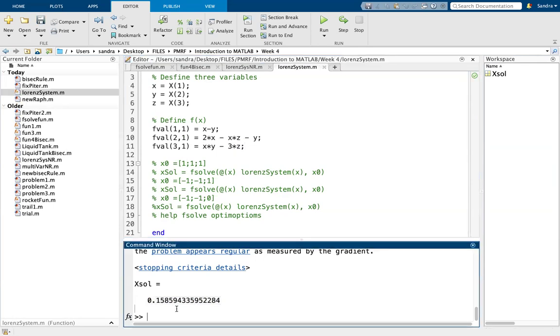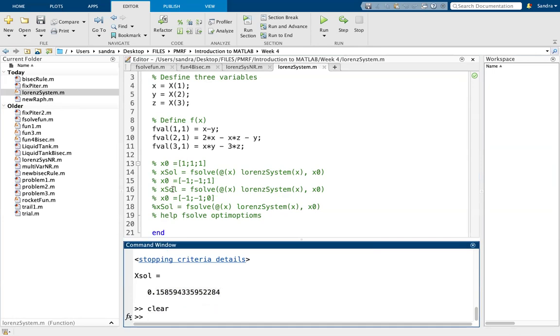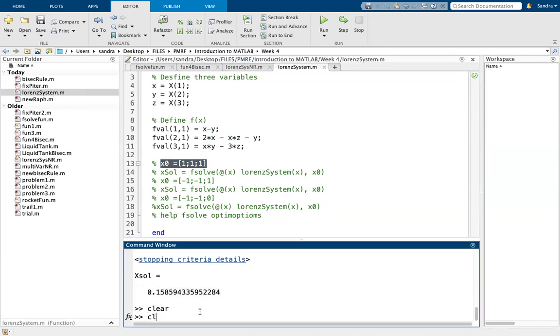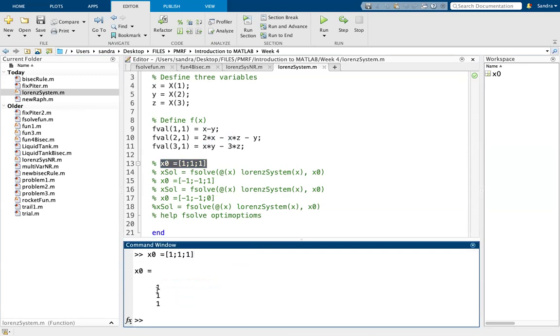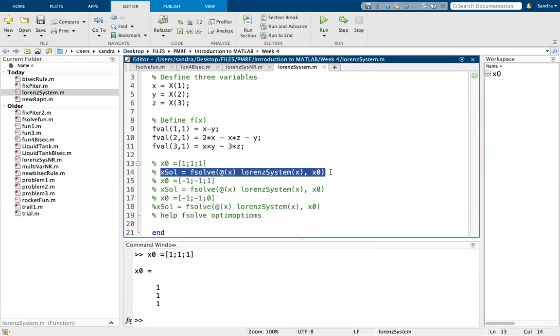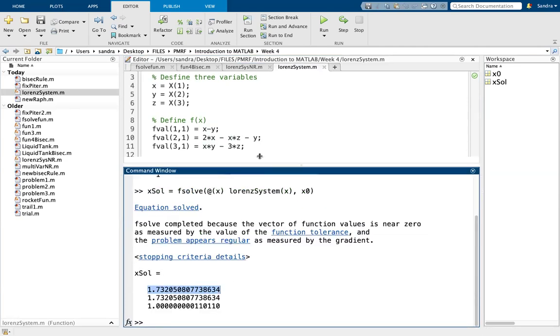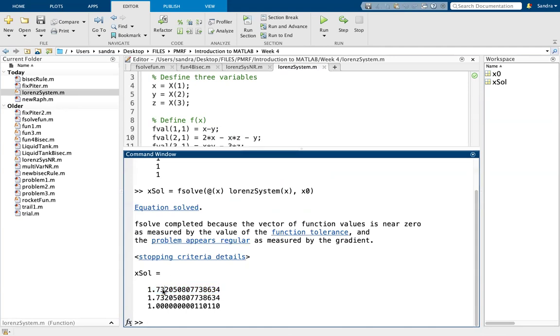Now let me give the initial guess. As I said earlier, initial guesses should be given as a column vector. This is my first initial guess, 1, 1, 1. My solution that I get is this. You can see that it says solution found, equation solved. The solution is 1.732, 1.732, 1.